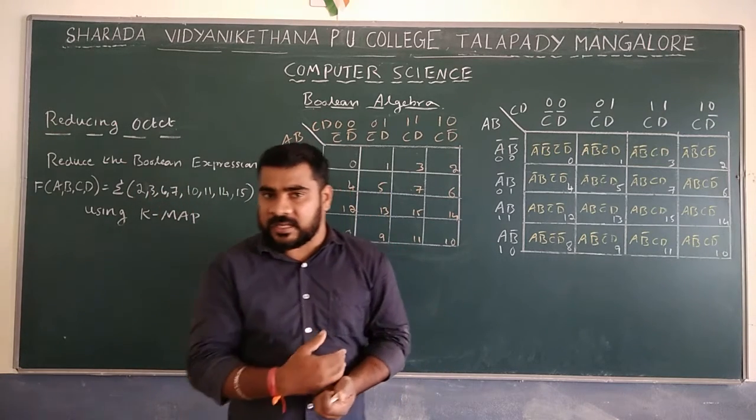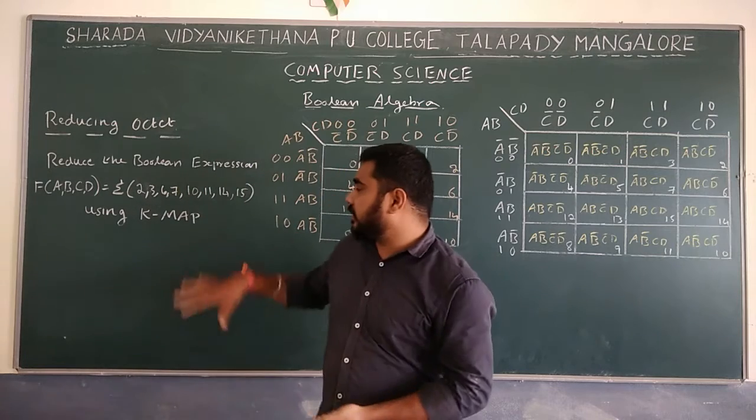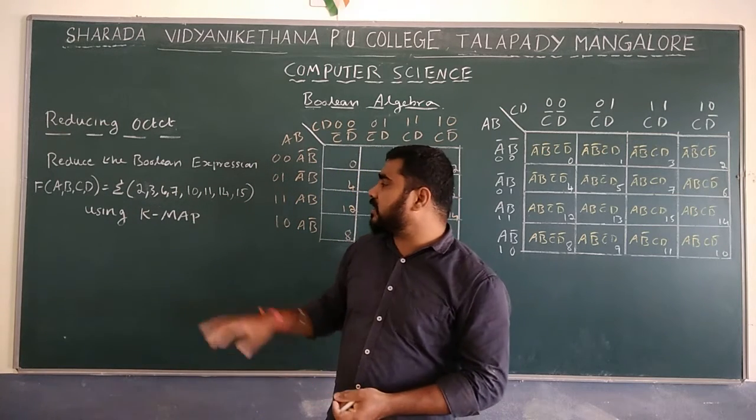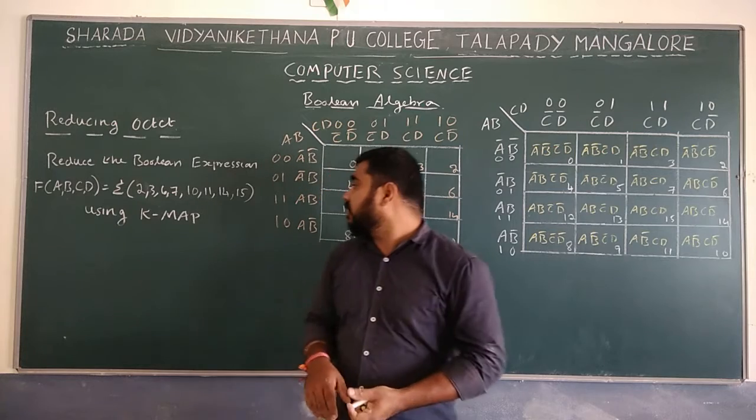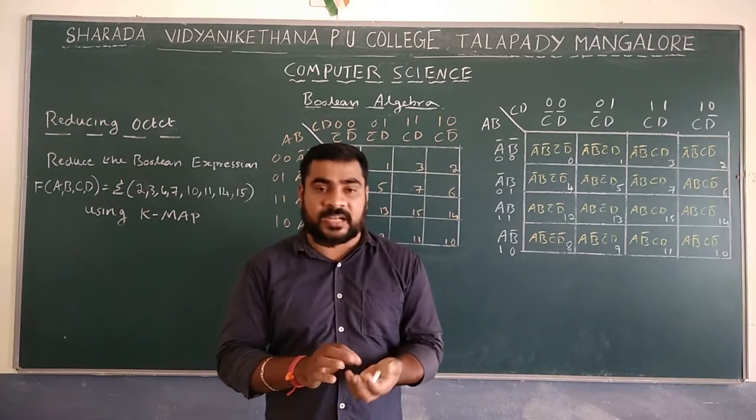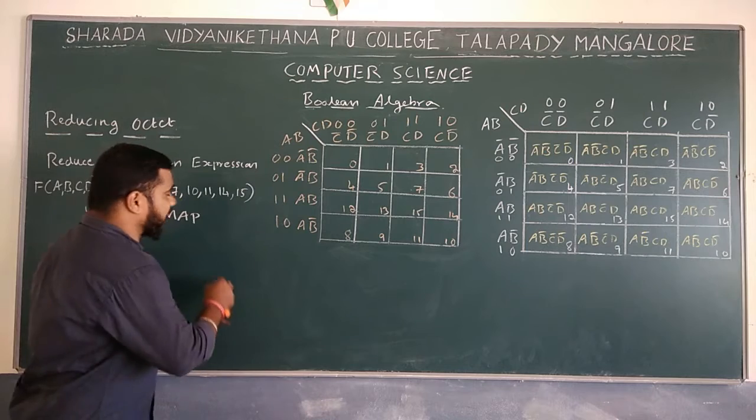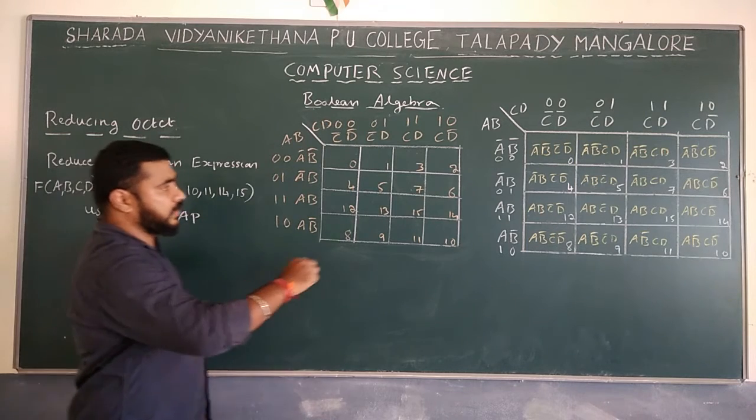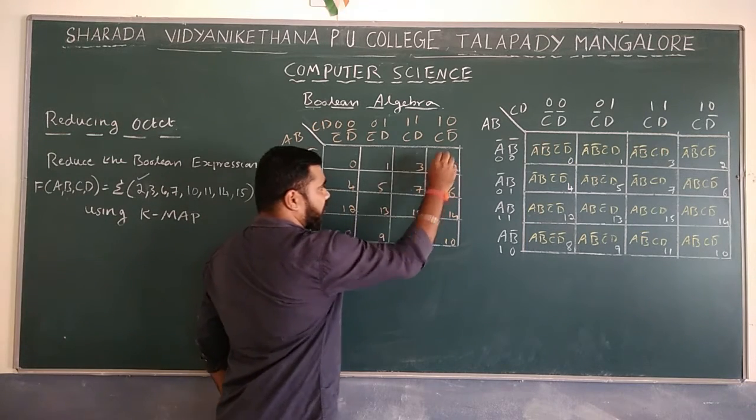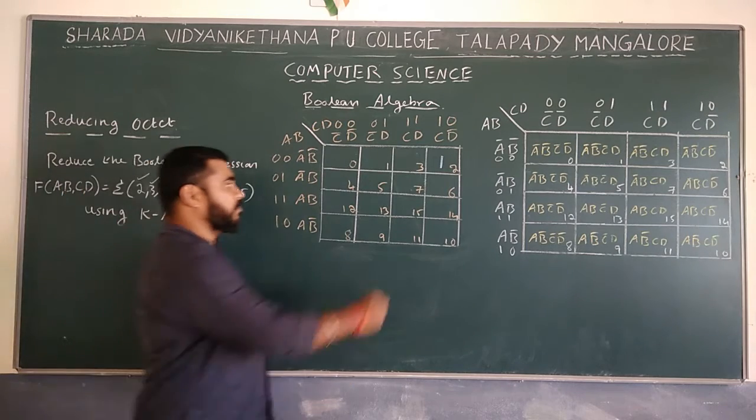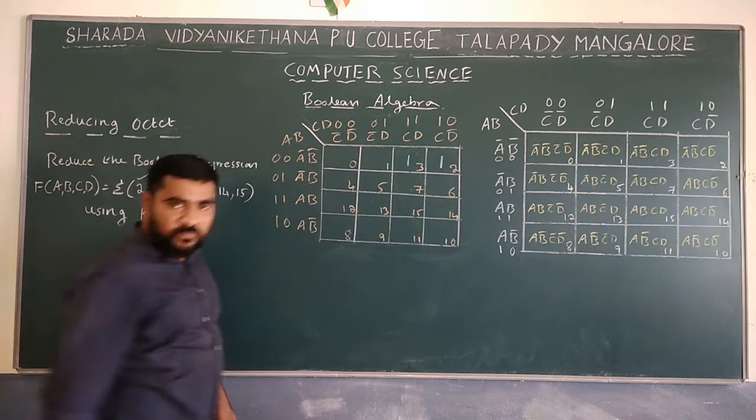After that, what is the next step? Take the question. In that question, the cell numbers are given: 2, 3, 6, 7, 10, 11, 14, 15. We should mark those numbers. The first one is cell number 2, and we mark that cell as 1. The next number is 3, so cell number 3 also we should mark as 1.